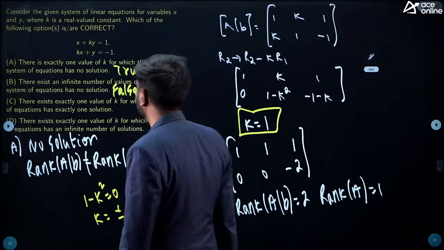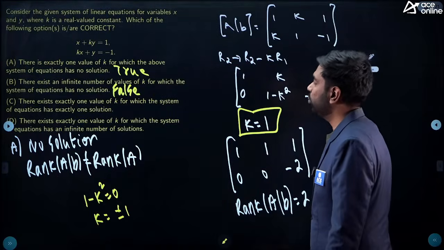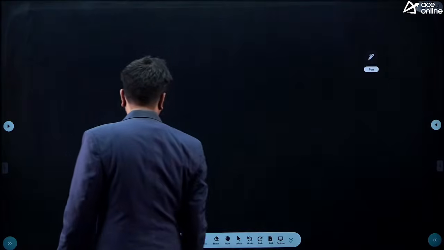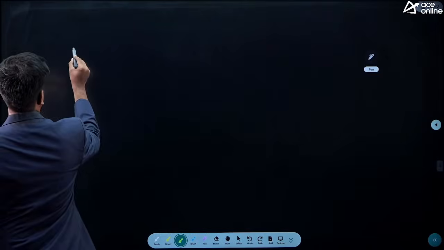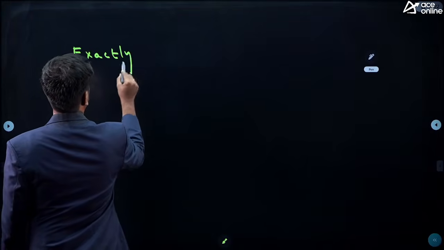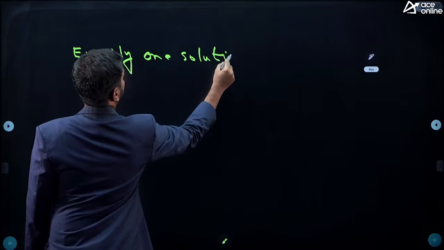There exists exactly one value of k for which the system of equations has exactly one solution. So let's go to the next slide. So what's the discussion about? The discussion is about exactly one solution. Exactly one solution means unique solution. Exactly one solution. When do you get this?